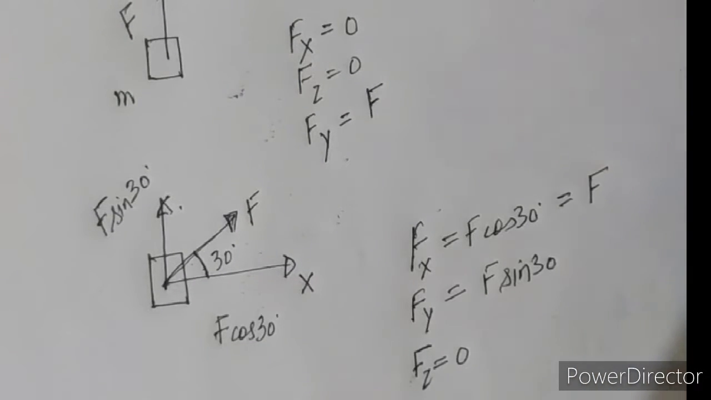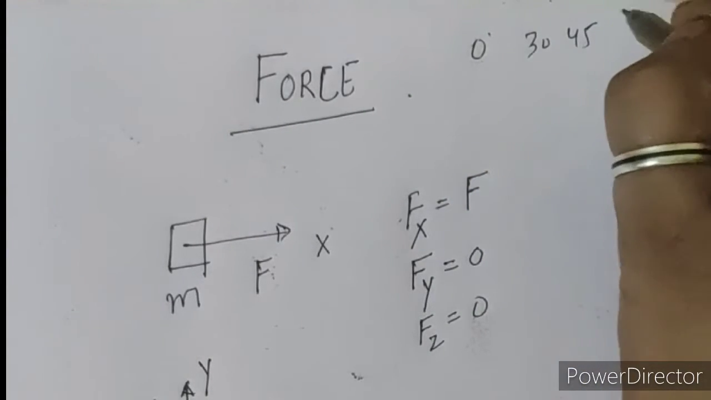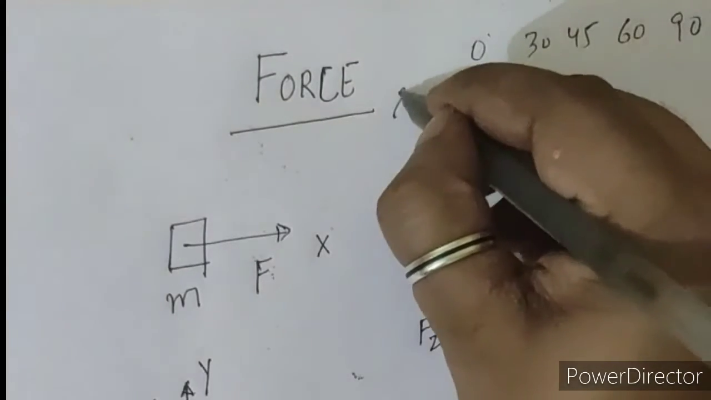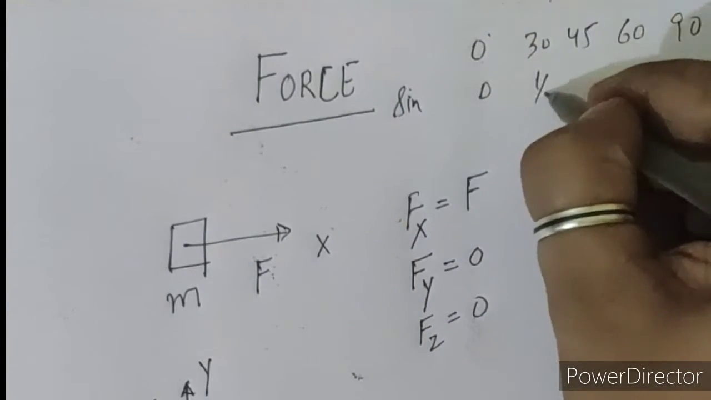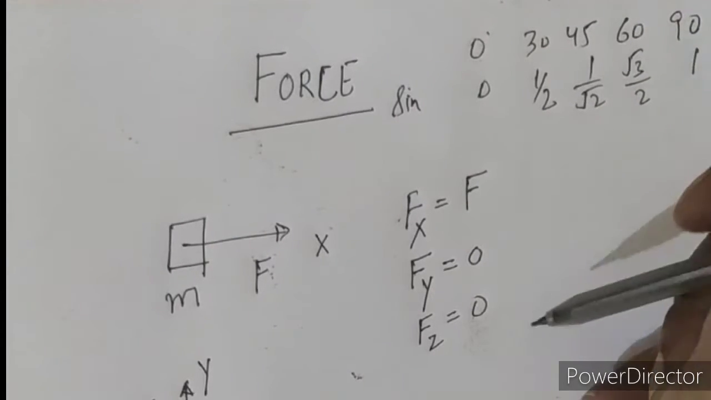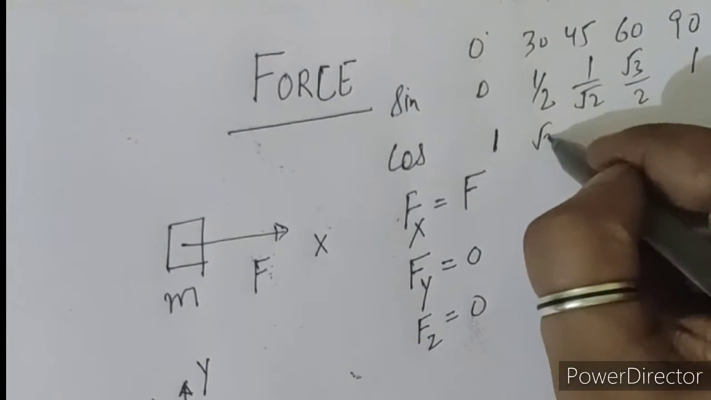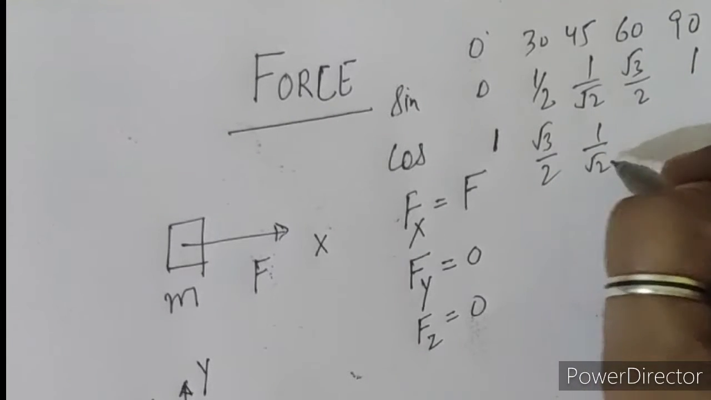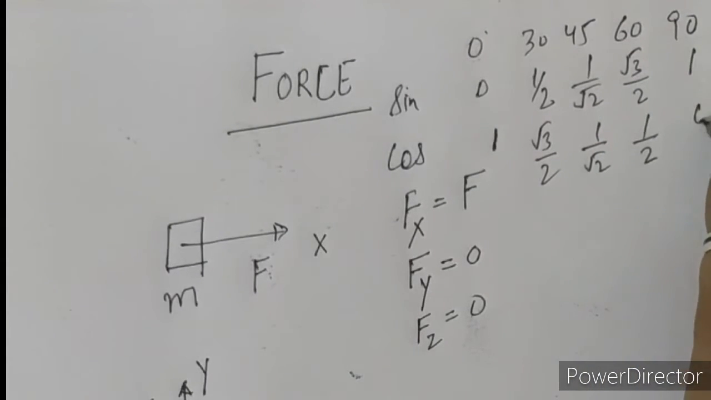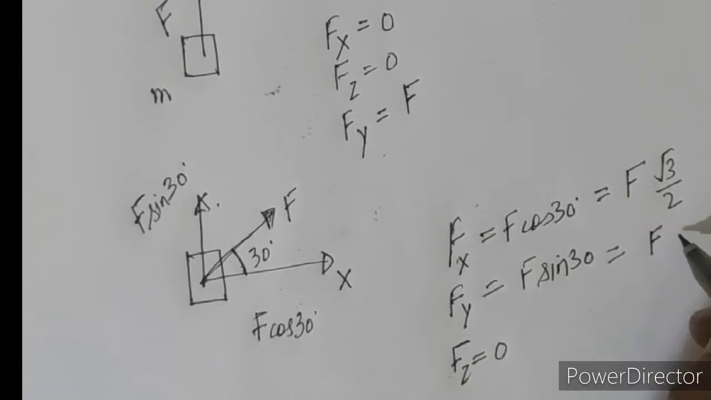So we know 0 degree, 30 degree, 45 degree, 60 degree, 90 degree. The sine values are 0, 1 by 2, 1 by root 2, root 3 by 2 and 1, and cos values are otherwise, which is 1, root 3 by 2, 1 by root 2, 1 by 2 and 0. So F cos 30 will be F root 3 by 2 and F sin 30 will be F by 2.